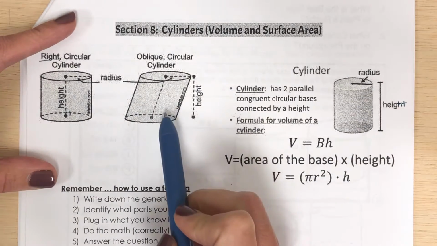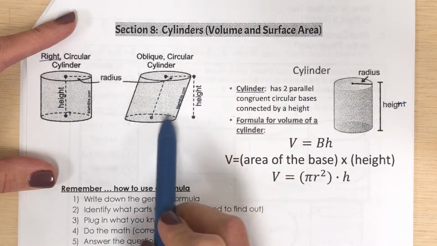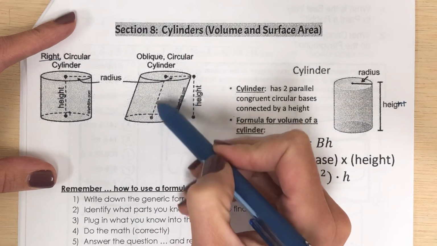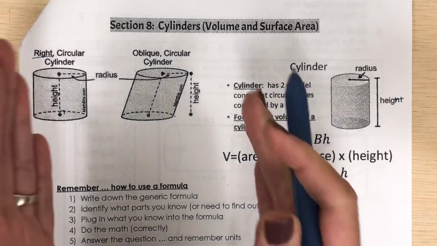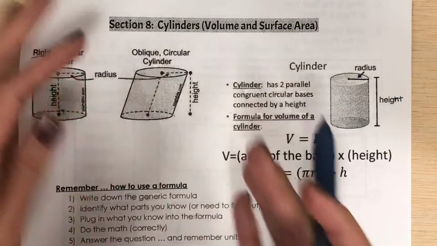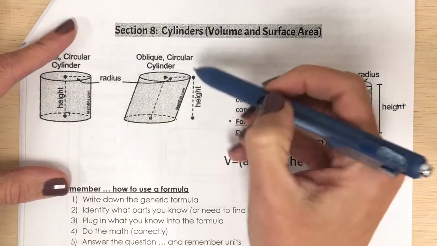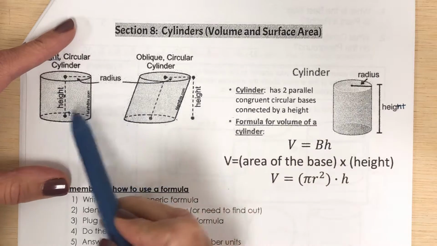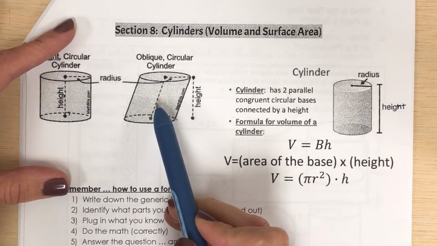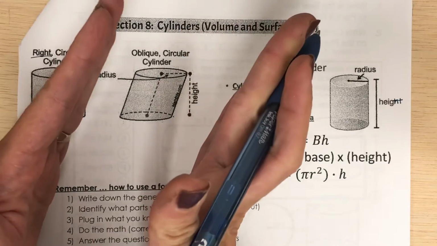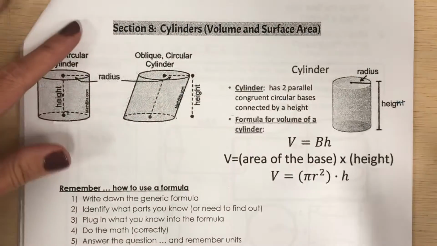the store. An oblique circular cylinder still has a circle as the base, but that height angle is not a right angle. It looks like that cylinder just got moved all the way over. The height is a little bit different, but these have the same volume, which is kind of cool, because it's just like you took the cylinder and moved it over to the right. It still has the same volume.